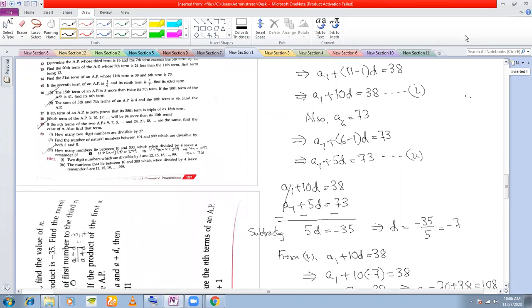Let us now move on to the next question. Now 16.2 I had already solved for you. Let us now see number 19. Number 19 is also an important problem.